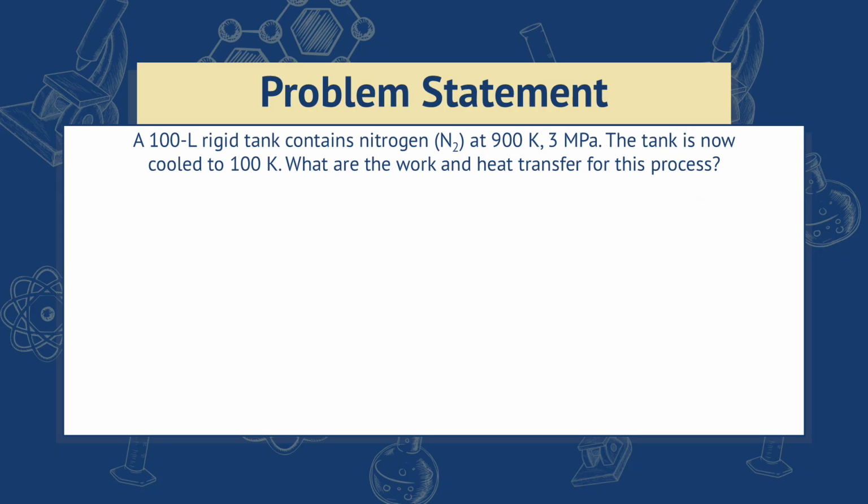Let us have our first problem. A 100-liter rigid tank contains nitrogen at 900 Kelvin and 3 megapascals. The tank is now cooled to 100 Kelvin. What are the work and heat transfer for this process?